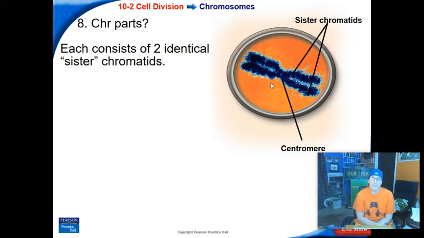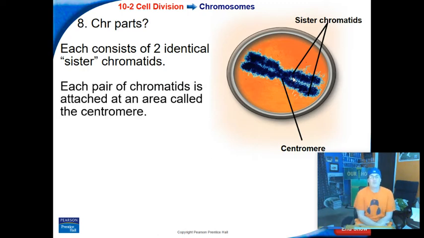So just to clarify, when we see these X's, we refer to these as chromatids. But in anaphase, when these two get pulled apart, we then refer to them as chromosomes again. So after they've replicated, they're chromatids, and we call them chromatids all the way up to anaphase, when they get pulled apart, and then we call them chromosomes once again. Each pair of chromatids is attached to an area called the centromere.